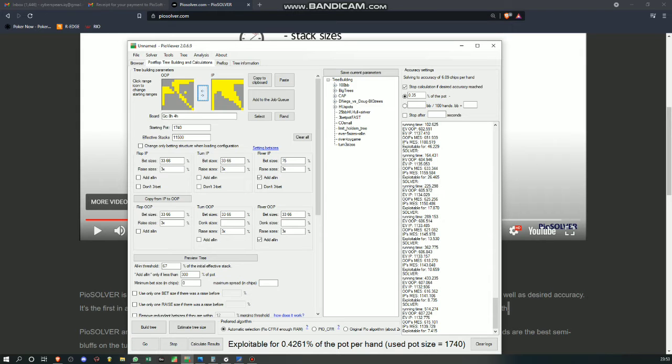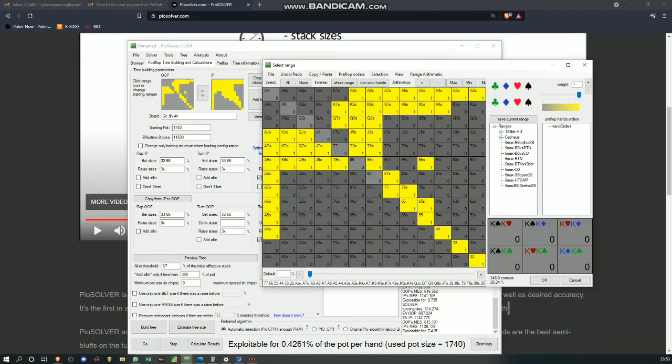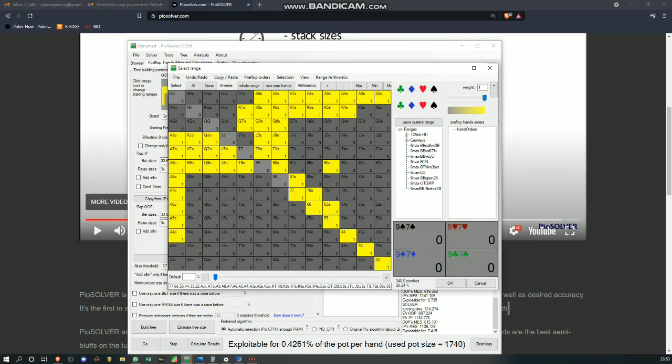And this is how the range looks like. The OOP range, which is the small blind calling range. This is how the calling range looks like. Obviously, we would be 3-betting 88, 99, and so on, 8s plus, and we're also 3-betting ace king offsuit, ace queen, king queen, ace king suited, ace queen suited, king queen suited, king jack, queen jack suited, ace jack suited, ace ten suited, and jack ten suited.